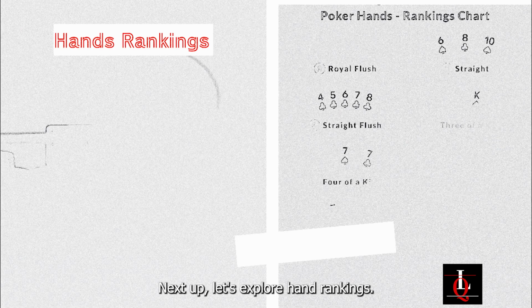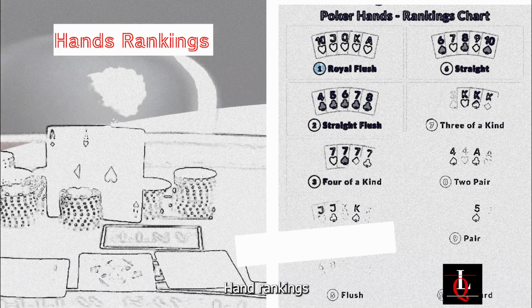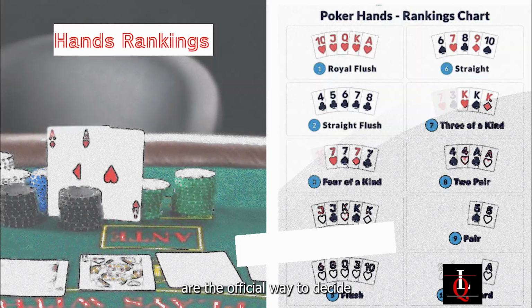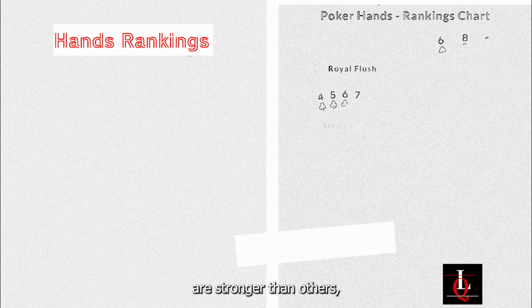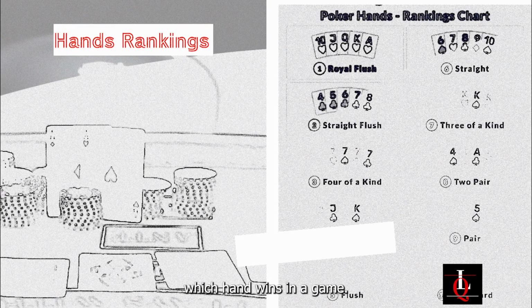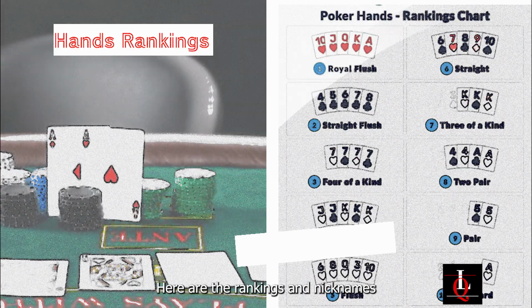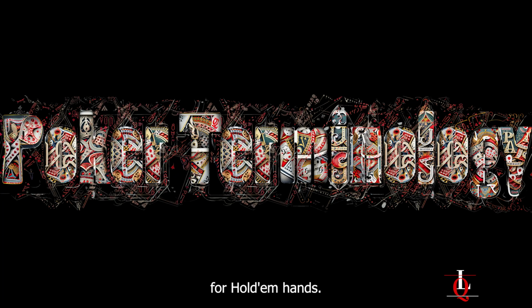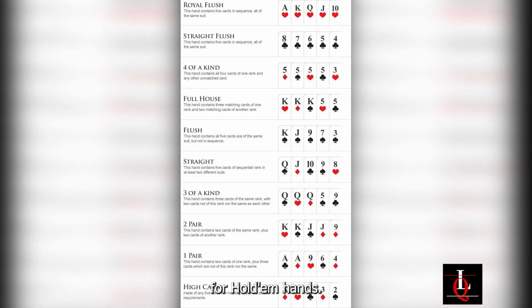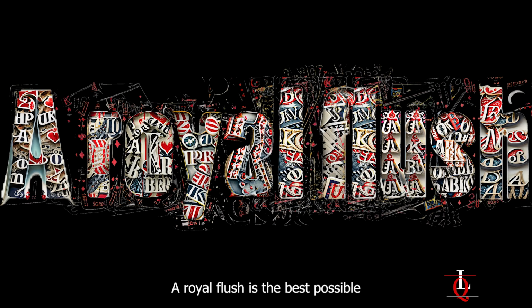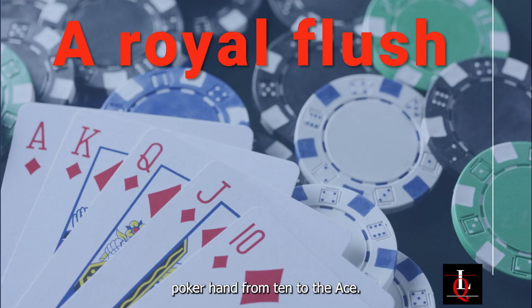Next up, let's explore hand rankings. Hand rankings are the official way to decide which poker hands are stronger than others, and they determine which hand wins in a game. Here are the rankings and nicknames for hold'em hands. A royal flush. A royal flush is the best possible poker hand. From 10 to the ace, it's a straight flush.